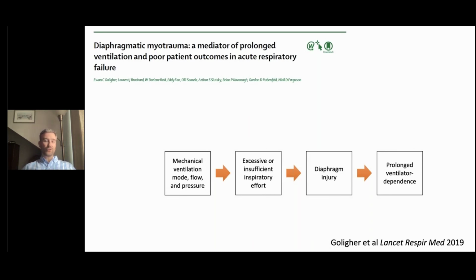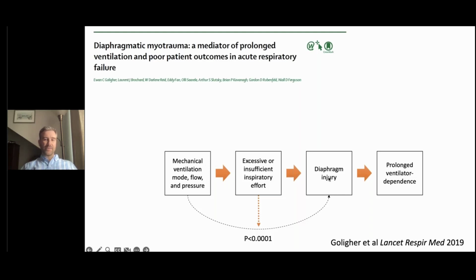So just like we have volutrauma and biotrauma, we're talking about myotrauma, or ventilation-related diaphragm injury. The idea is that adversely applied mechanical ventilation leads to derangements in inspiratory effort, either excessive or insufficient effort, which then leads to diaphragm atrophy and injury, which then leads to prolonged ventilator dependence.